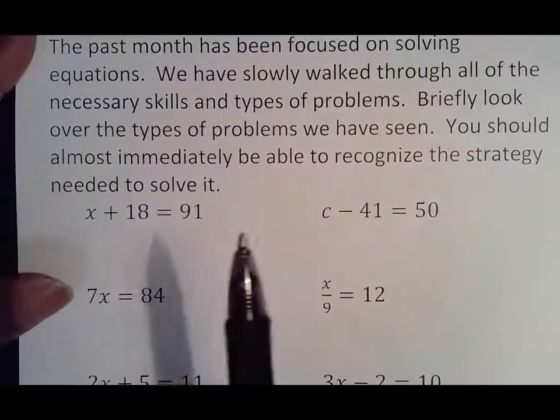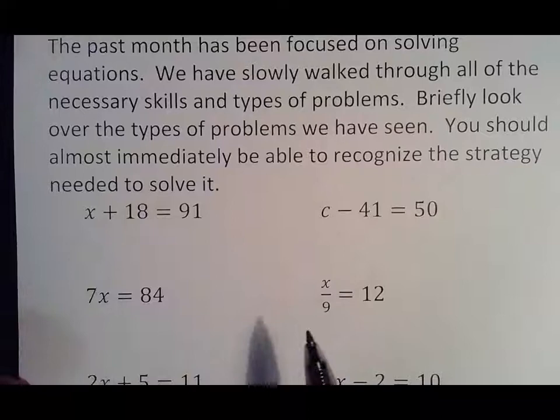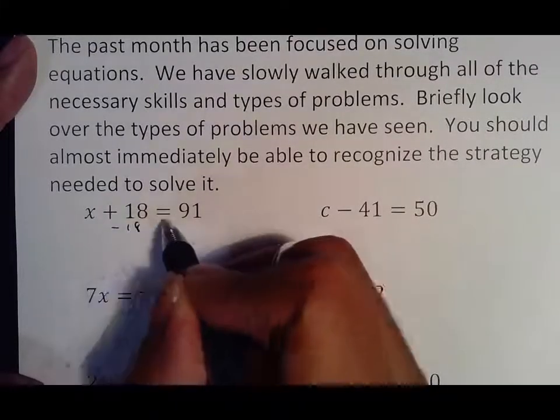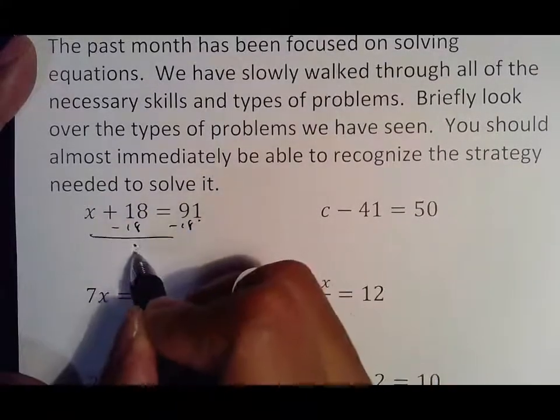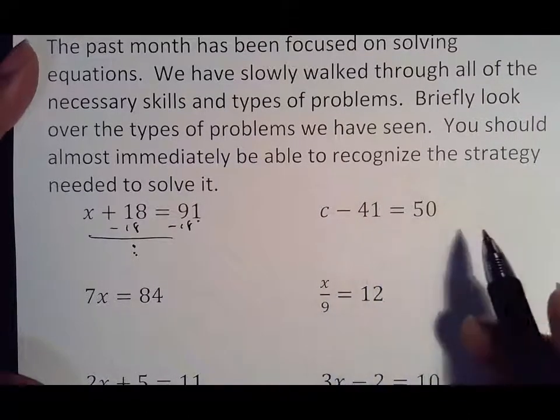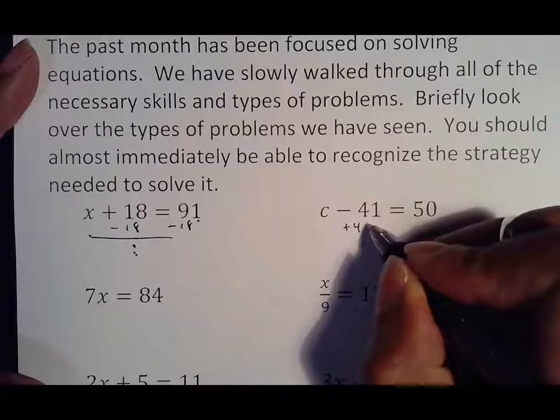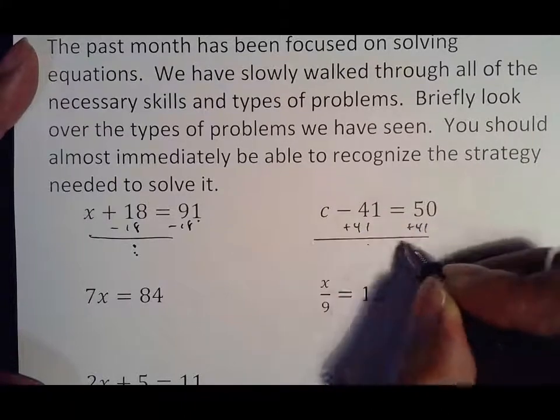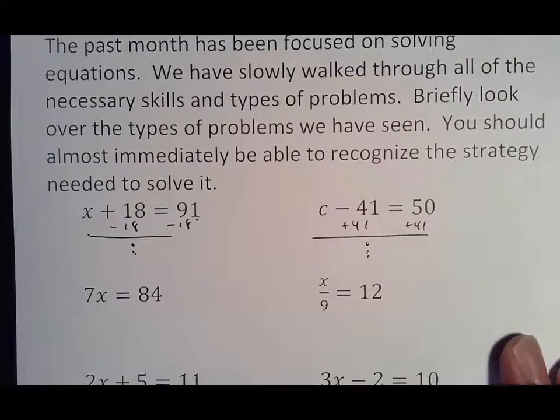So if you had x plus 18 equals 91, we should recognize that we are supposed to subtract 18 and do whatever there. I'm not going to solve that. If we saw c minus 41 equals 50, we should understand we're supposed to add 41, and again, that would end however it would end.